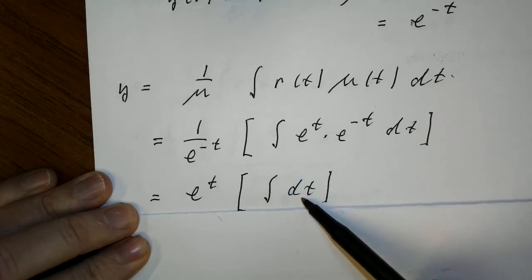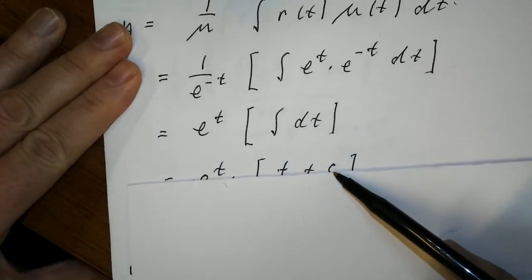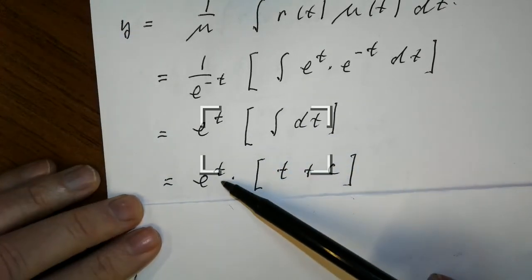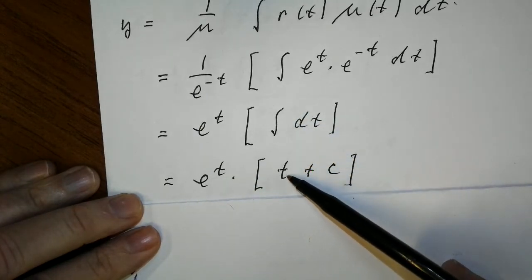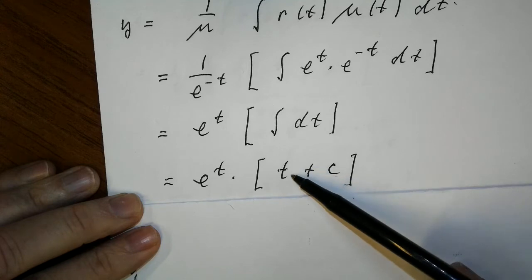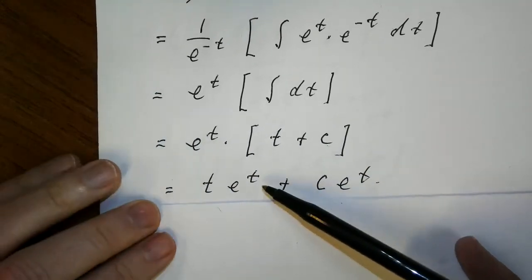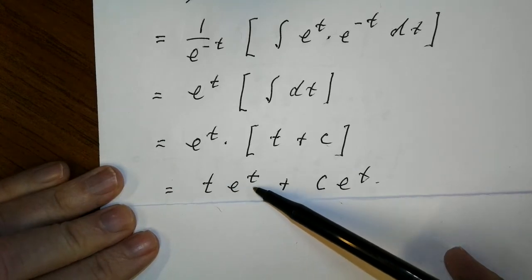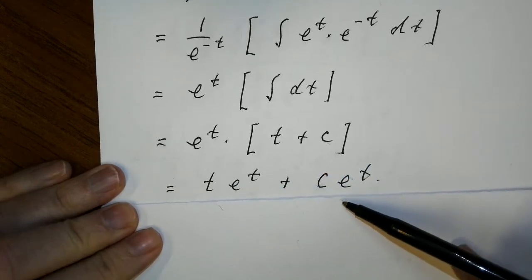When we integrate right here, that's where a constant of integration is going to arise. So we're going to have e^t, and the integral dt is just t plus a constant. So that constant goes within the brackets here. So if we expand, we get t e^t plus c e^t. So this is our general solution.